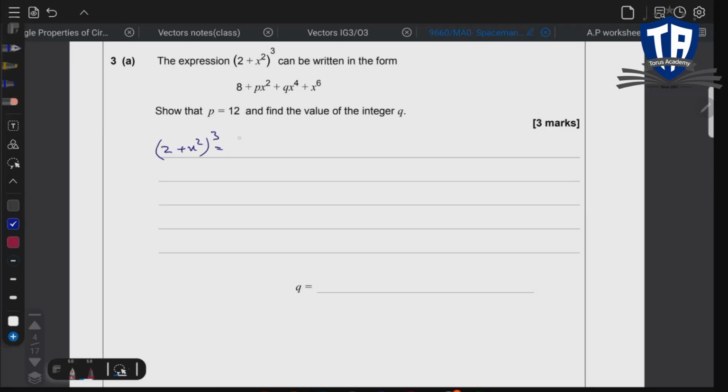The theorem says 3C0 times 2 power 3, 3C1 times 2 squared and x squared power 1, 3C2 times 2 power 1 and x squared power 2, and 3C3 times 2 power 0 and x squared power 3. It is equal to this. 3C1 can be found by using the calculator.